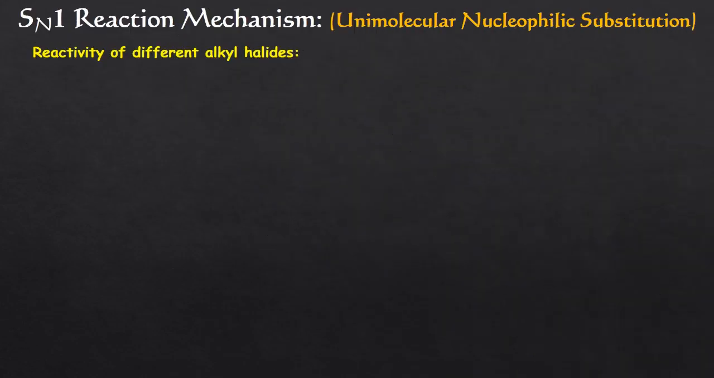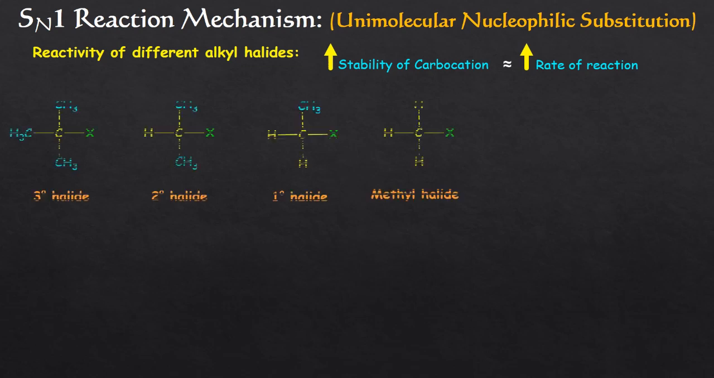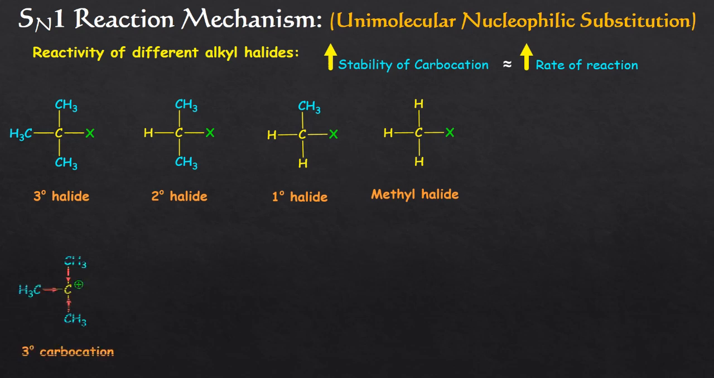Now let us discuss the reactivity of different alkyl halides under SN1 conditions. Here again we must remember that the rate determining step involves the formation of a carbocation. So the greater the stability of the carbocation, the faster will be the rate of the reaction. So if we want to compare the reactivity of tertiary, secondary, primary and methyl halides, first we have to compare the stability of the carbocations generated by the substrates respectively.